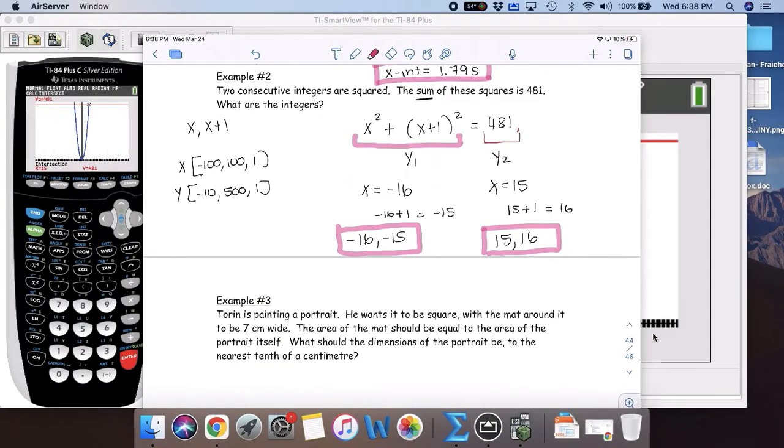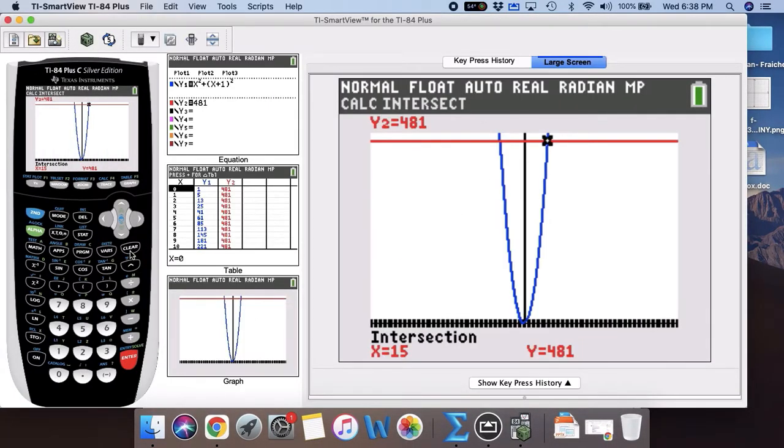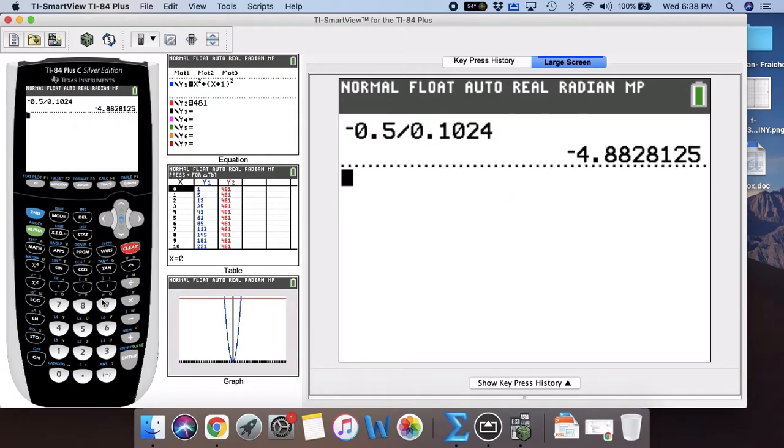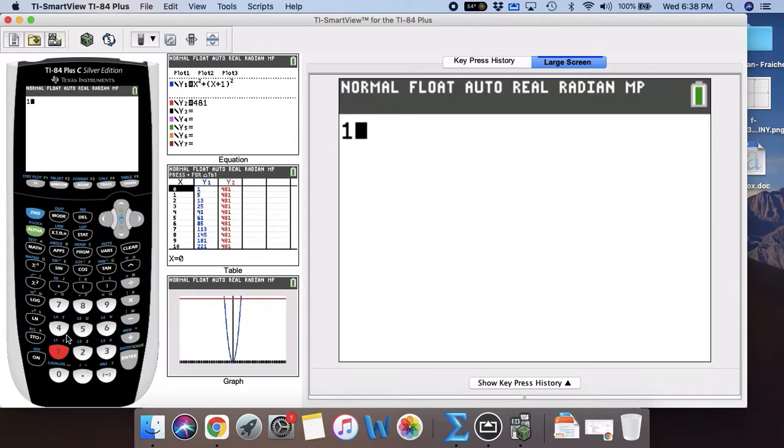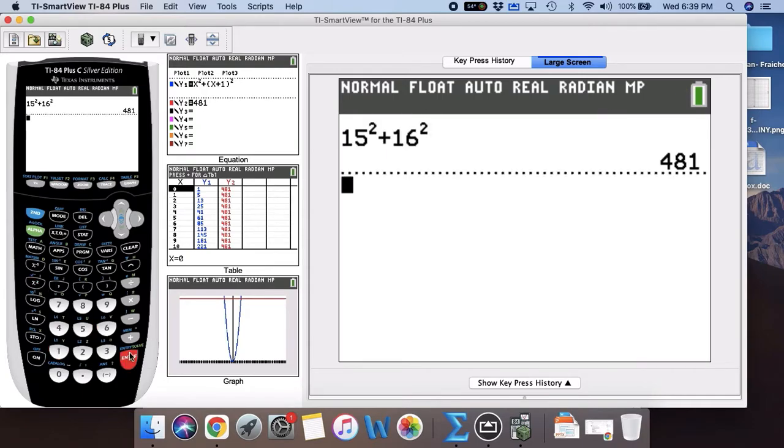Okay, so what we're going to do is check in our calculator. I want to show that when you square those two answers and add them together, you should get 481. That's what we're trying to prove here. So I'm going to take 15 squared, because it says square your first number, square your second number, 16, and it should equal 481, which it does. So that's why it works.